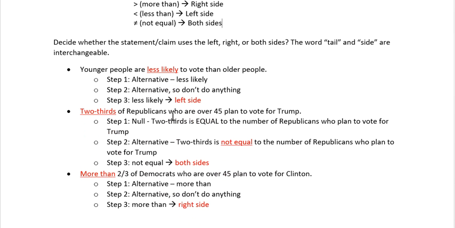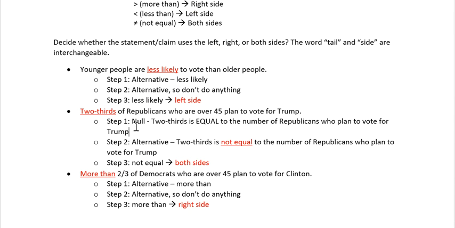Next: 2/3 of Republicans who are over 45 plan to vote for Trump. So step 1, it's the null. And why is it null? Because 2/3 is equal to the number of Republicans who plan to vote for Trump. So that's an equal to, and remember the not equal to is our alternative.